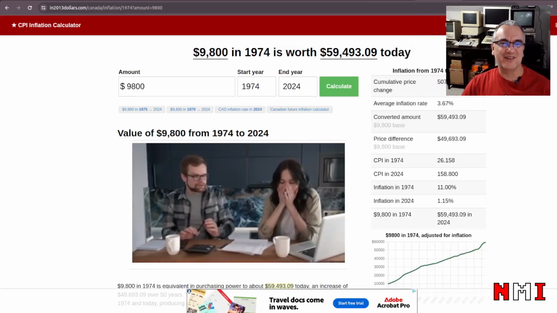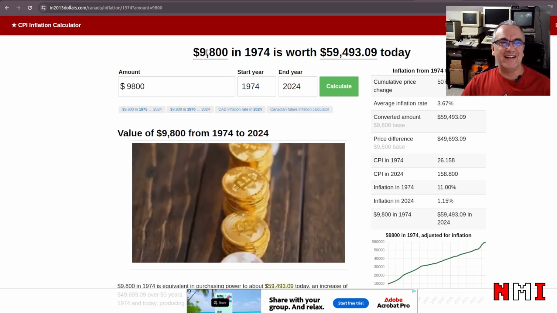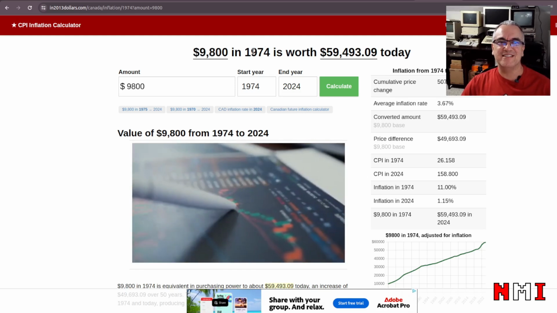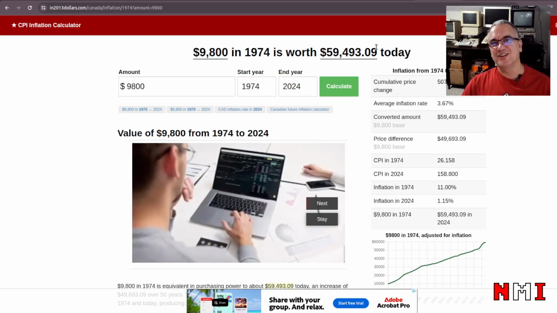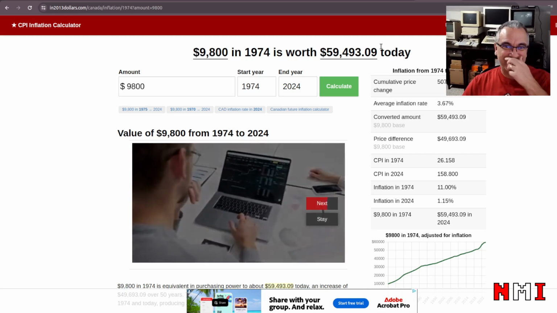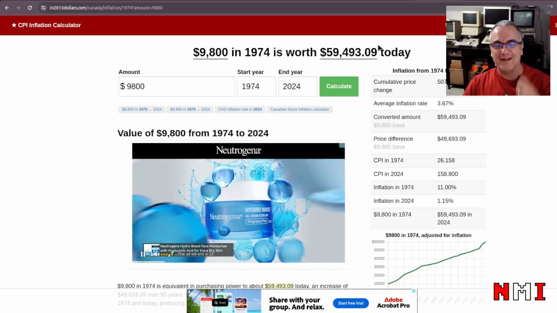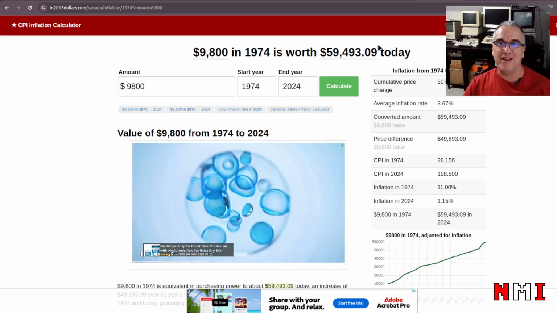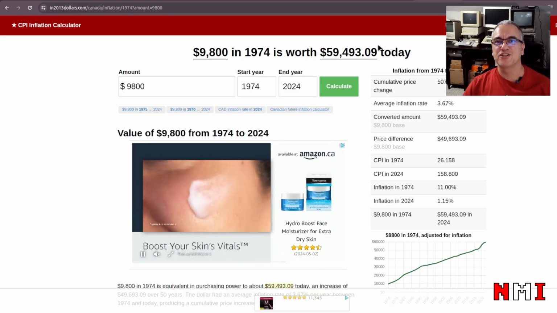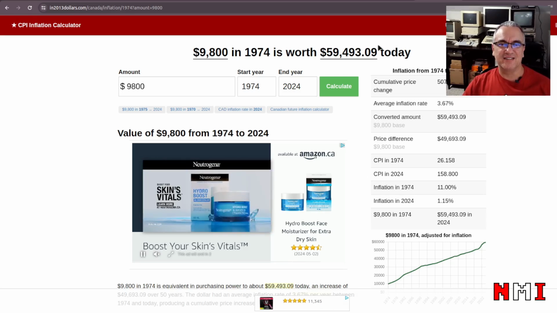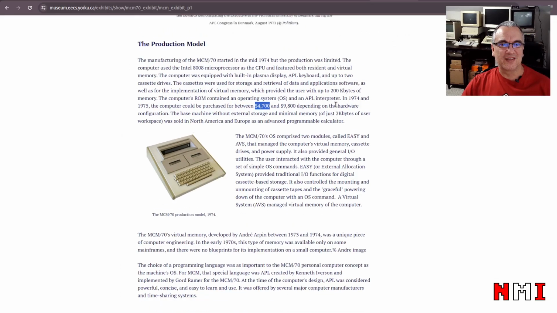But if we do the calculation here, and I use this online website, $9,800 in 1974 is the equivalent of $59,000 today. So that is hardly a personal computer. Anyway, it's the price of vanguard, right? That was bleeding edge technology in the 70s. So anyway, I find that interesting.